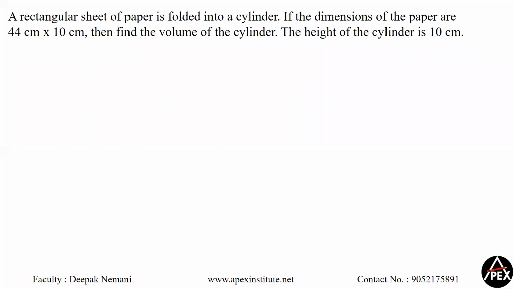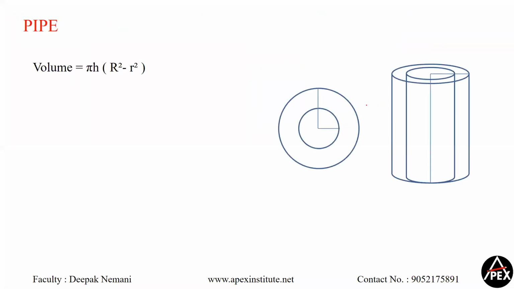So we have three different answers. So 1540, 1540, 3455.7, 3141.5. Okay. 1540. Now let's see. A rectangular sheet of paper is folded into a cylinder. So the answer for this question is 1540.